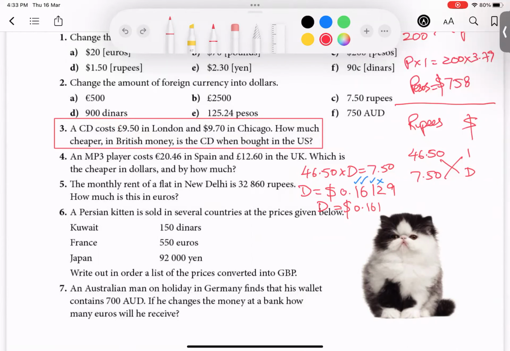One minute once again. How much cheaper? Cheaper means the difference. I will subtract definitely. But can I subtract directly? No. One is in pounds, one is in dollars. We can't subtract. But he said in British money when bought in the USA. So this one has no need to convert; this one needs to convert. Convert $9.70 into pounds, and then subtract them. I hope you got my point. So please take your time and try this question now.